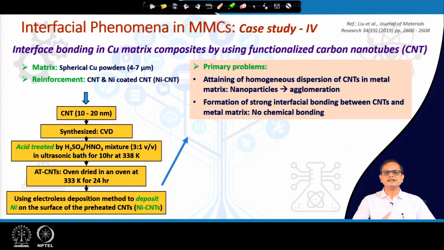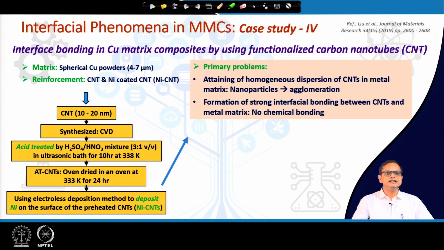Once the CNTs are treated with high concentration acid at an elevated temperature, what happens? The defect density on the surface increases, or the surface gets etched, and there will be open carbon-carbon bonds. To those open bonds, hydroxyl or some other oxygen containing functional group would be attached, and that ultimately helps in better wettability or better mechanical bonding while making the composite material. That is the reason acid treatment, or chemical functionalization, was done on CNT.